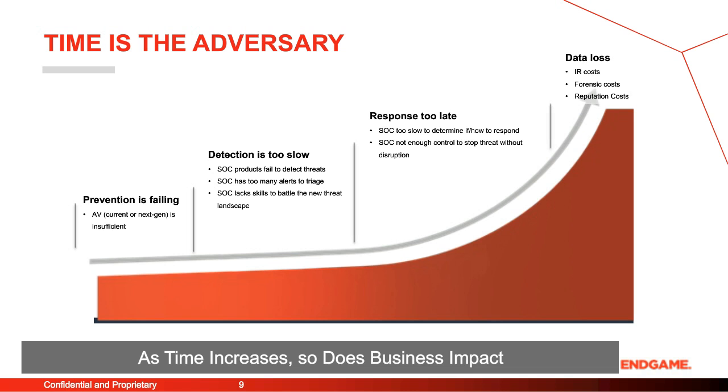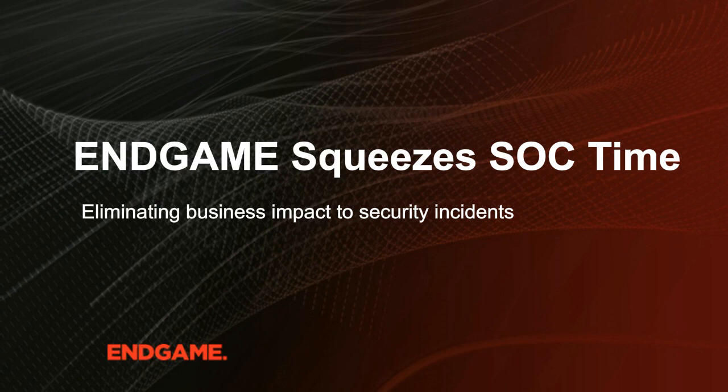At Endgame, what we really try to do with our product is squeeze SOC time, and therefore eliminate or nearly eliminate the majority of business impact that security incidents will cause within an overall enterprise. And we do that by taking a layered approach to our preventions, detections, and then finally our responses.